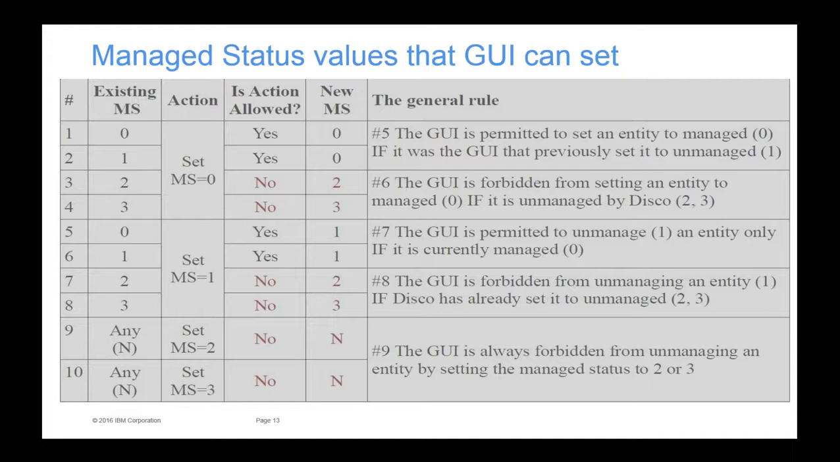And then lastly, setting it to 2 or 3 via the GUI is not something that can happen. The GUI is forbidden from unmanaging an entity by setting it to 2 or 3. This is done by the tag managedEntities.stch. And next slide, please.